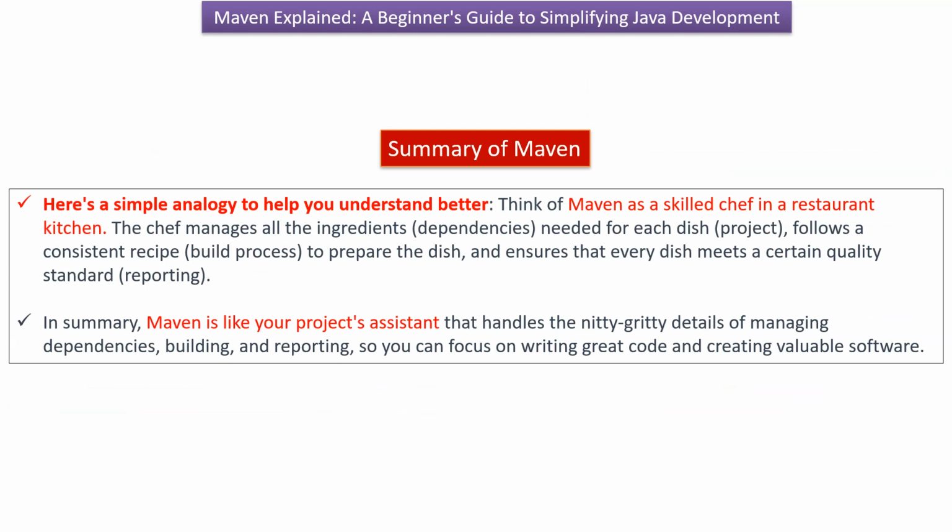Now we will see a simple analogy to help you to understand better. We can think of Maven as a skilled chef in a restaurant kitchen. The chef manages all the ingredients needed for each dish, follows a consistent recipe to prepare the dish, and ensures that every dish meets a certain quality standard. In this analogy, ingredients are equivalent to dependencies, each dish is equivalent to a project, the recipe is equivalent to the build process, and quality standard is equivalent to reporting.